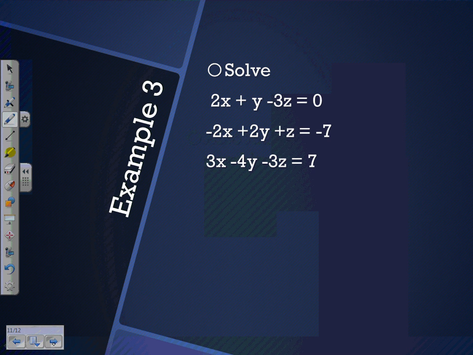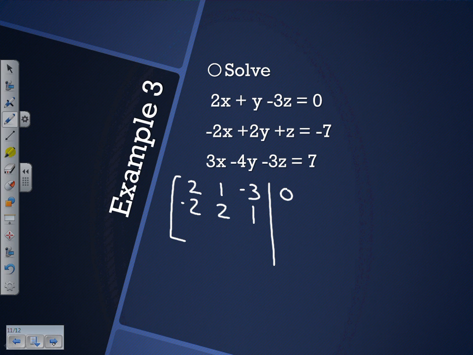So we're going to solve 2x plus y minus 3z equals 0, negative 2x plus 2y plus z equals negative 7, and 3x minus 4y minus 3z equals 7. So my first step is going to be to rewrite this as a matrix. So I'm just going to do that real quick. I've got 2, 1, negative 3, 0. I've got negative 2, 2, 1, negative 7. I've got 3, negative 4, negative 3, and 7.